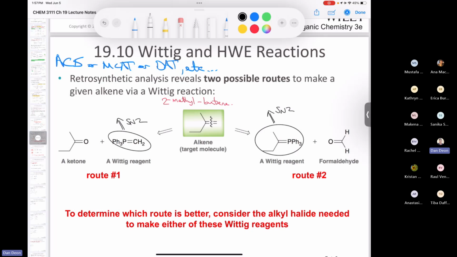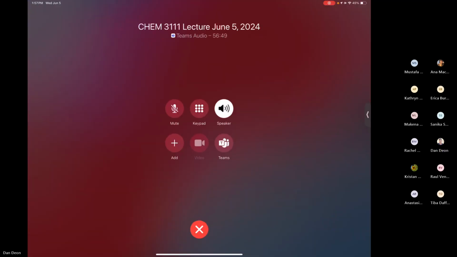Could anybody answer that? You might have had to have read ahead a page or two to figure this out. But could anybody tell me which one of these would be easier to do an SN2 with? The one that has a methyl group on it, the CH2, or the one that has the butyl group on it? Yeah, thanks, Rachel. Absolutely. Son of a gun.